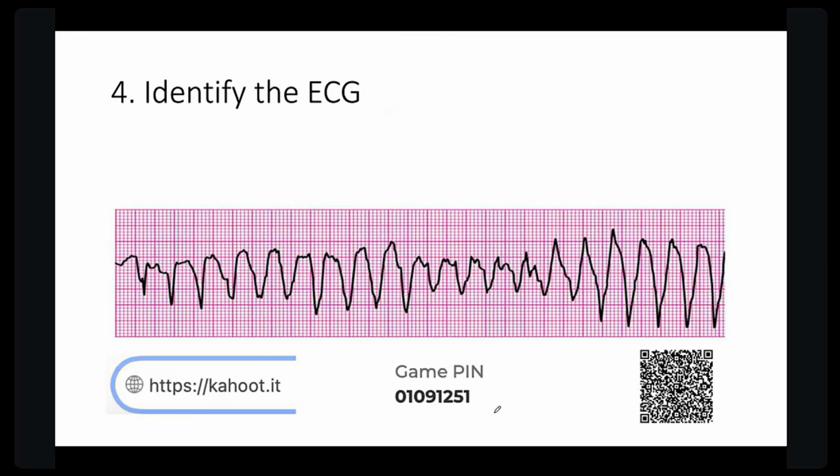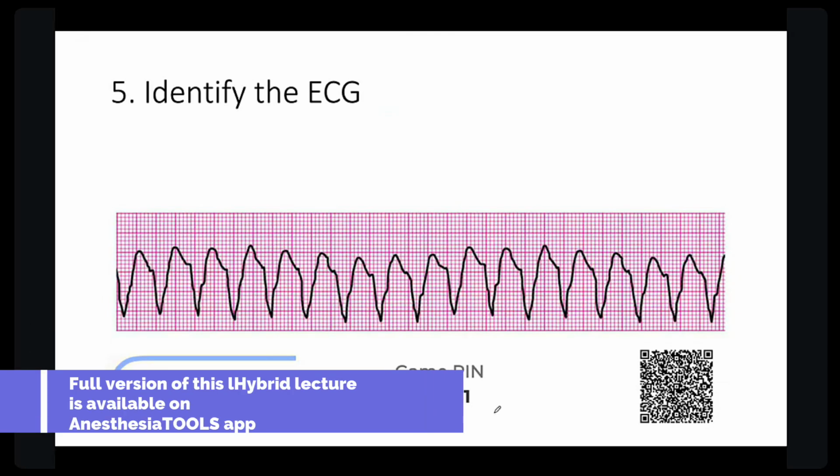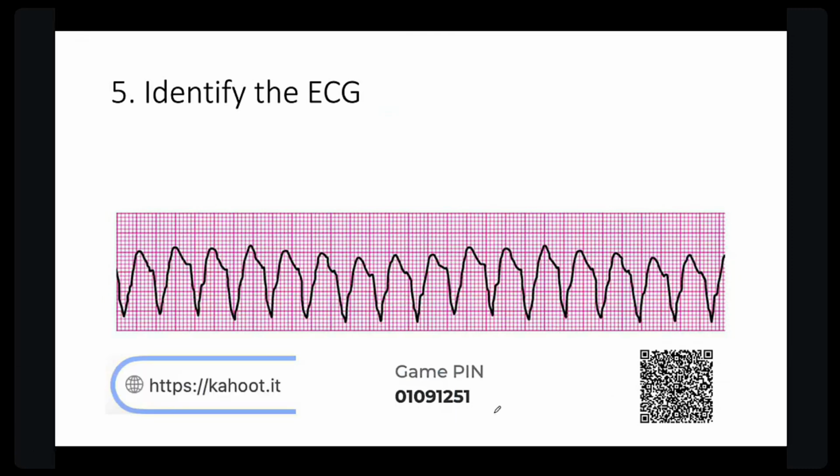ECG number 4, again identify the ECG. These are classic ECG patterns which postgraduates should be definitely clear about. And this is the 5th ECG, identify the ECG pattern.